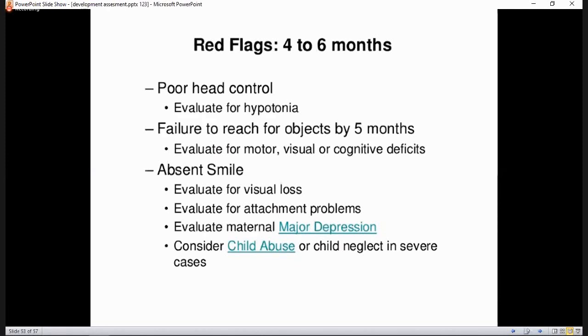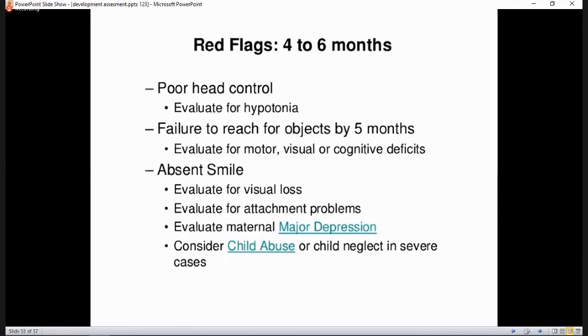If the patient comes at the age of 4 to 6 months and has poor head control, it means there is a problem. The child may be suffering from hypotonia or any other cause. Failure to reach for an object by 5 months, evaluate for motor, visual, and cognition deficits. And if the patient is not smiling, you have to evaluate for visual loss.